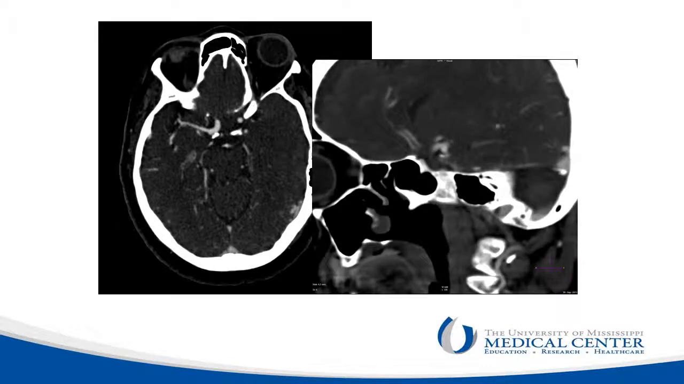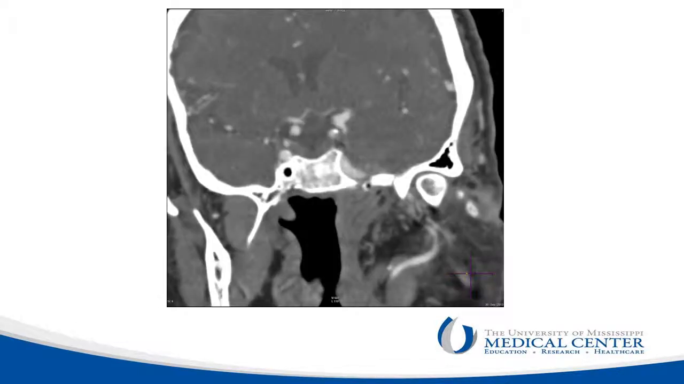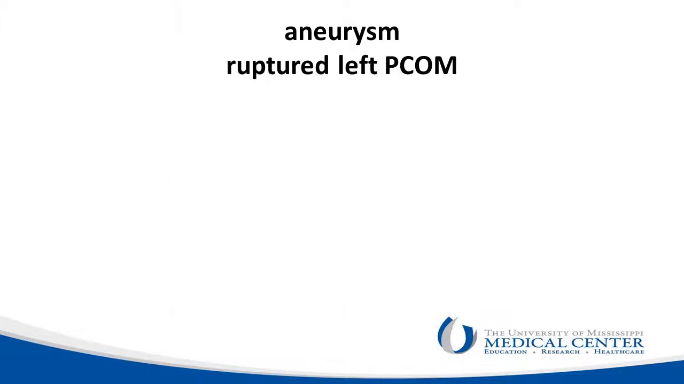And what we find is an aneurysm in the region of the left posterior communicating artery, which is best identified on the sagittal images. But we can also see the neck on the coronal images. And that was a ruptured left posterior communicating artery aneurysm.